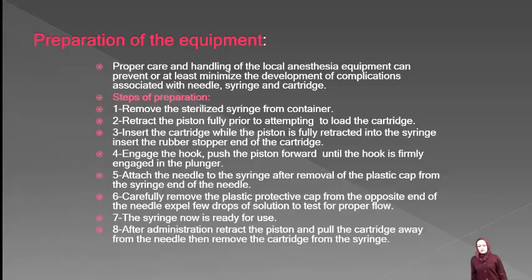5. Attach the needle to the syringe after removal of the plastic cap from the syringe end of the needle. 6. Carefully remove the plastic protective cap from the opposite end of the needle. Expel a few drops of solution to test for proper flow. 7. The syringe now is ready for use. After administration, retract the piston and pull the cartridge away from the needle. Then remove the cartridge from the syringe.